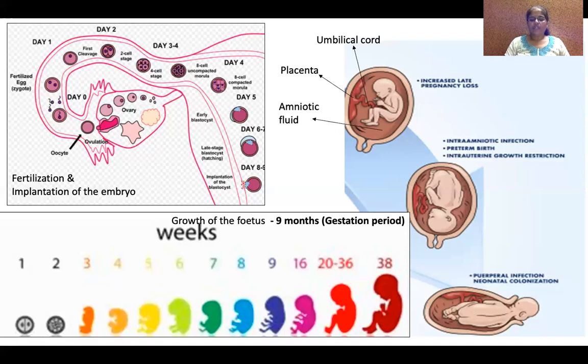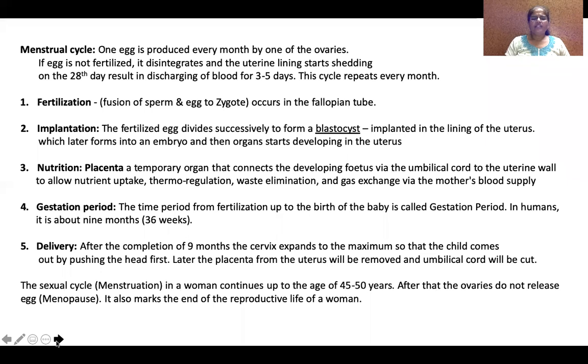Okay, this is the details of reproduction in human beings. Gestation period is 9 months. Fertilization takes place in the fallopian tube. Implantation takes place at the uterus lining. And the placenta provides the nutrition for the fetus via the umbilical cord, and at the end of the 9 months, the baby gets delivered.